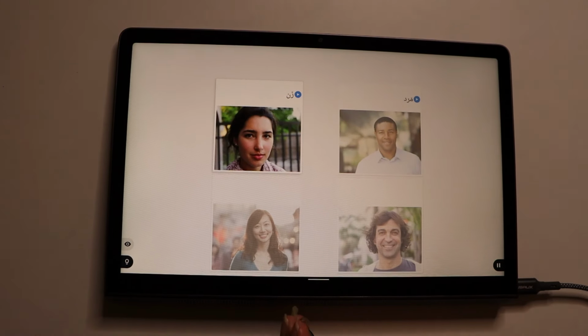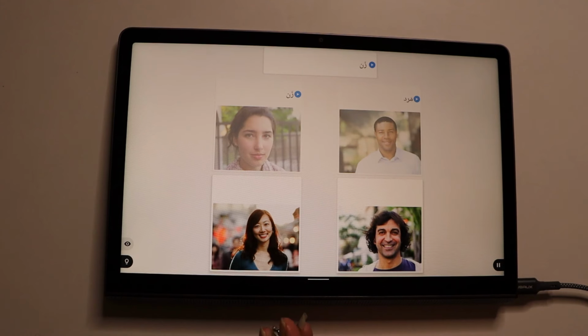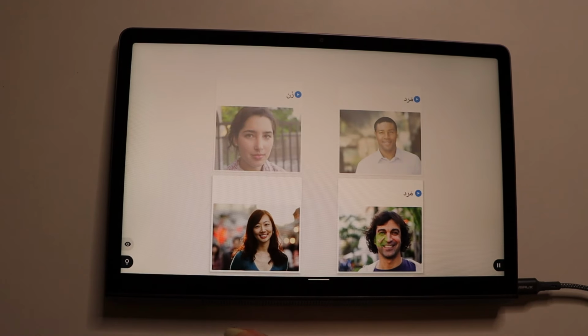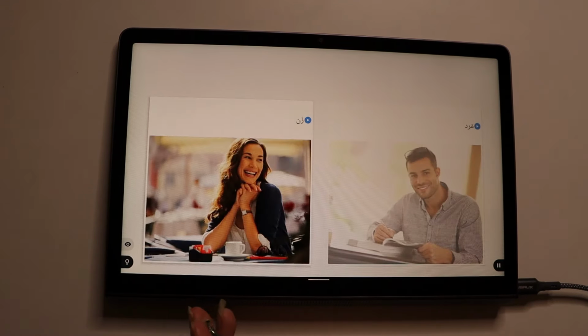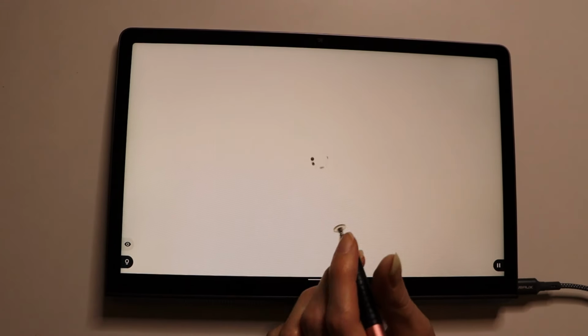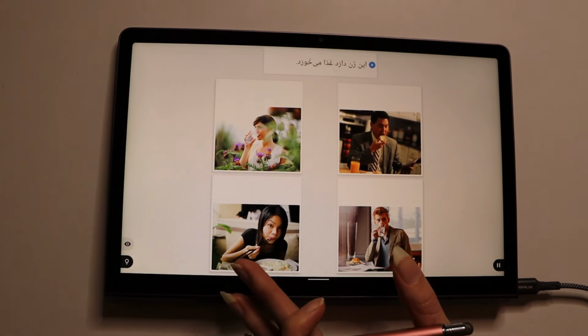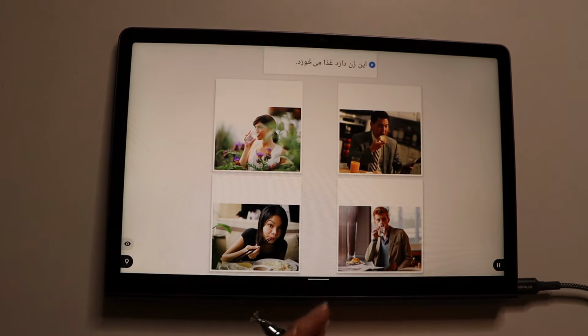All right, this is way too fast. Zan and Mart. I guess it's woman and man. Zan is a woman. And Mart, man. Alright, this is the opposite of Duolingo. In Duolingo, we are repeating every single thing 20 times and everybody understood it and it's so easy. You can't really make a mistake, and here it's so fast I can't remember anything.